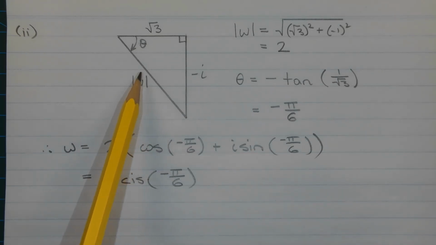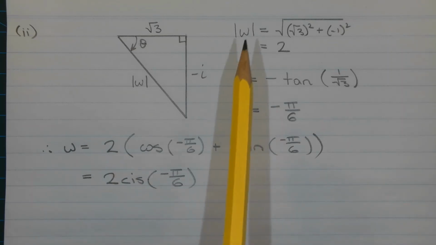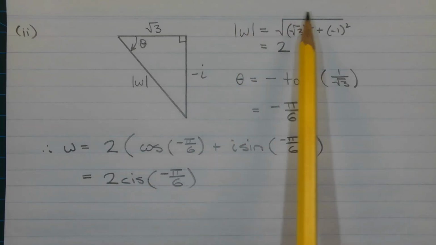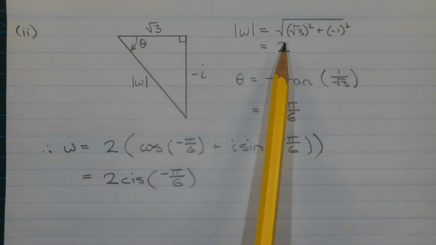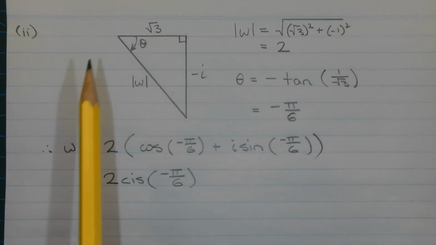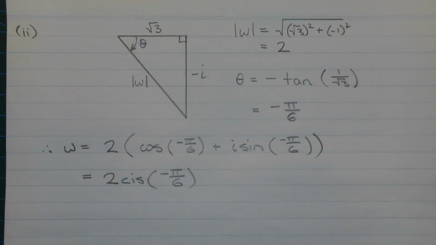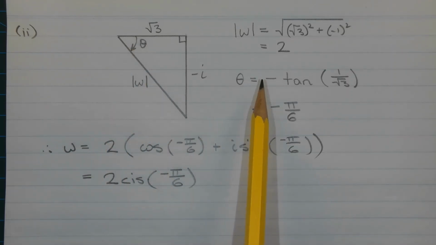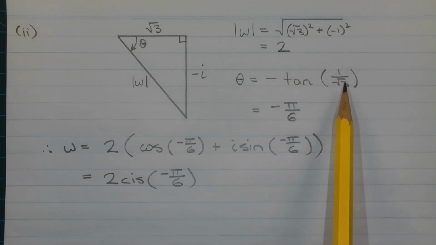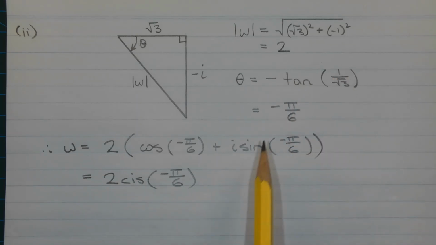Firstly, let's find the modulus or the length of w. So we can use Pythagoras' theorem. So mod w is equal to the square root of (root 3) squared plus (negative 1) squared, which of course equals 2. To find the argument, notice that it's going to be a negative angle because it's under the x-axis or the real axis. We have θ is equal to negative tan inverse of 1 over the square root of 3. And that equals negative π over 6.